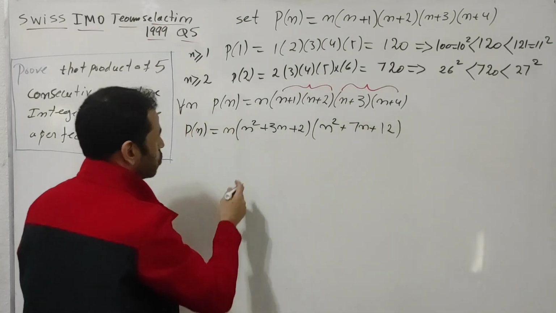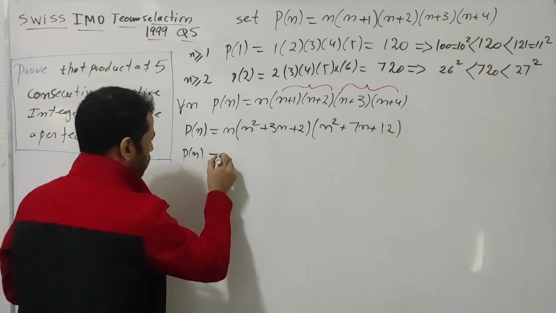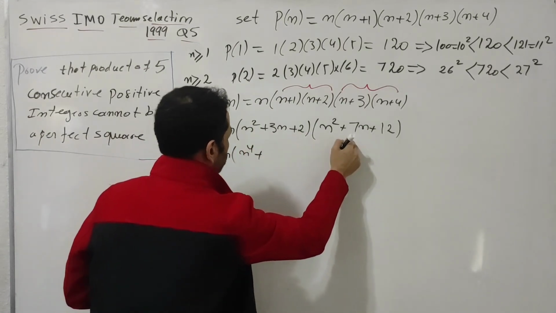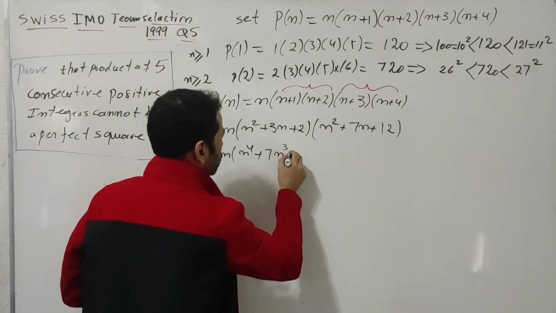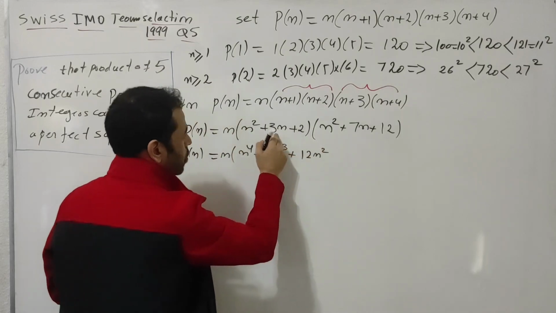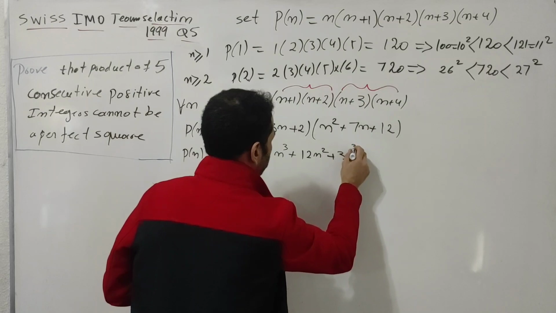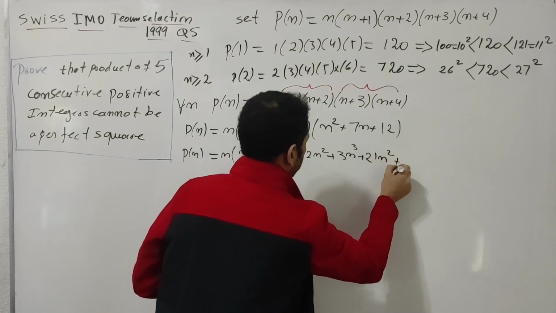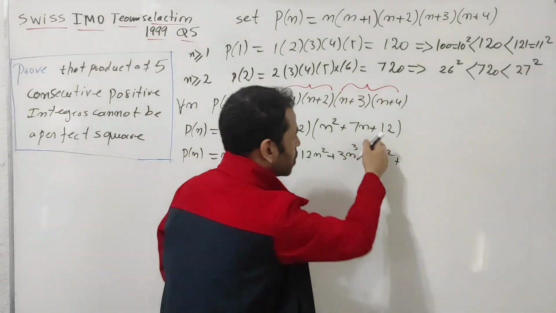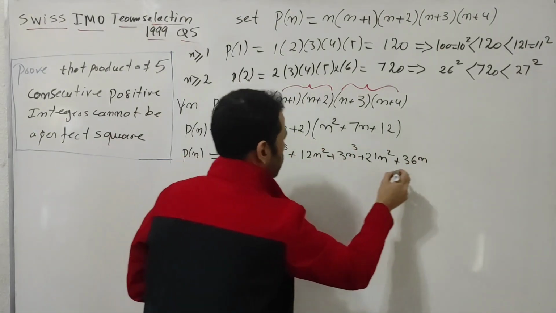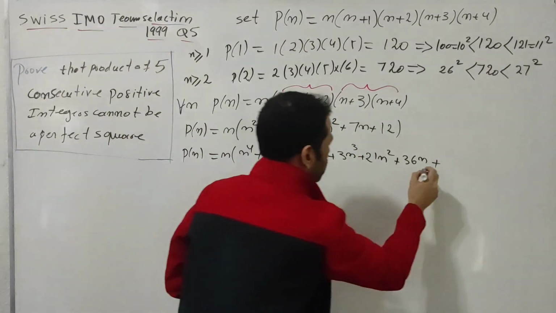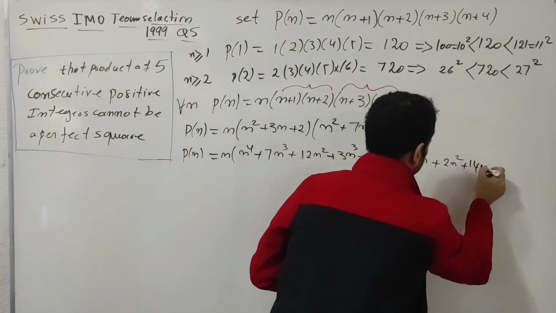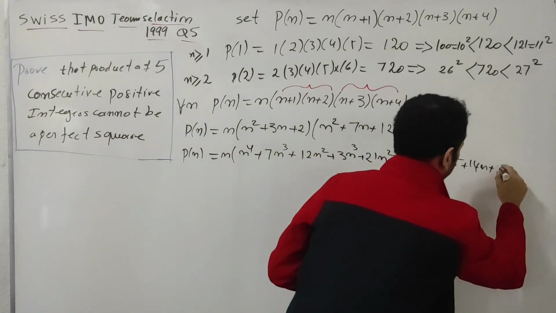Then I'm going to make this product. This one multiplied by this one is n to the 4th, plus 7n cubed, plus 12n squared, plus 3n cubed, plus 21n squared, plus 3n multiplied by 12, which is 36n, plus the last term: 2n squared, plus 7n multiplied by 2, which is 14n, plus 2 multiplied by 12, which is 24.